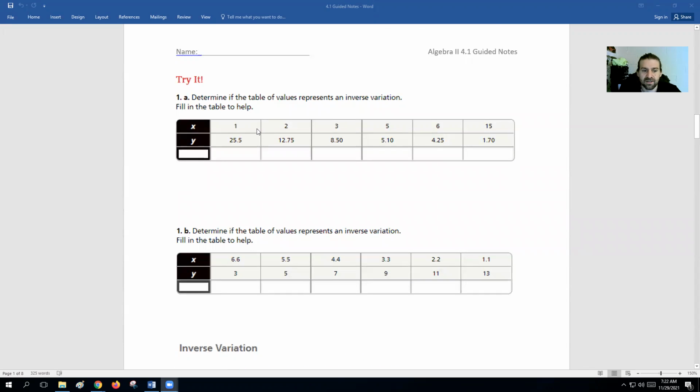All right, so take a second here, try to do these ones on your own. Determine if these represent inverse variations. So go ahead, pause the video, and I will show you the answer in just a second.